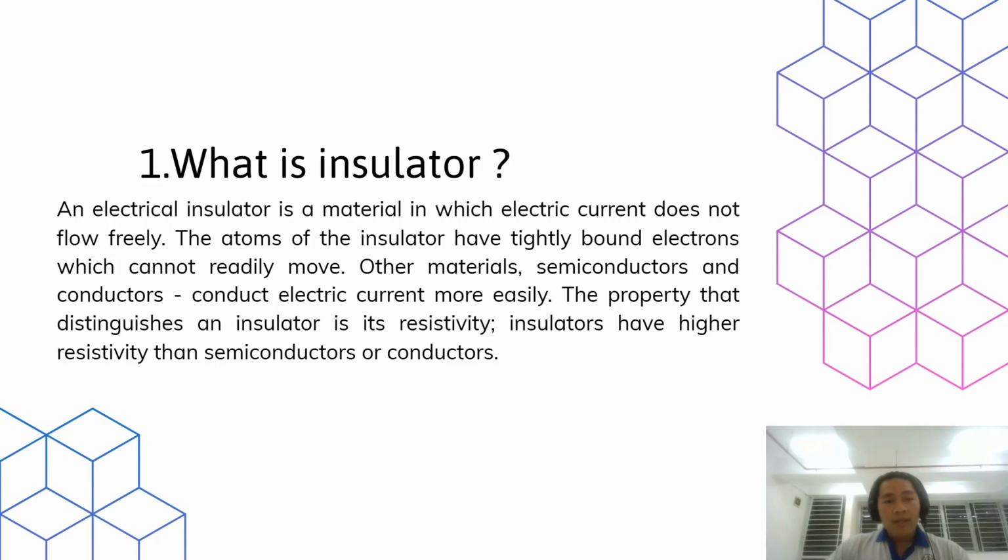So, what is an insulator? An insulator is a material in which electric current does not flow freely. The atoms of the insulator have tightly bound electrons which cannot readily move. Other materials, semiconductors and conductors, conduct electric current more easily. The property that distinguishes an insulator is resistivity. Insulators have higher resistivity than semiconductors and conductors.